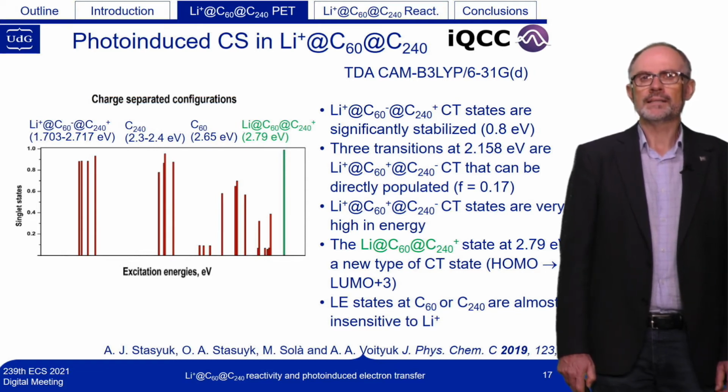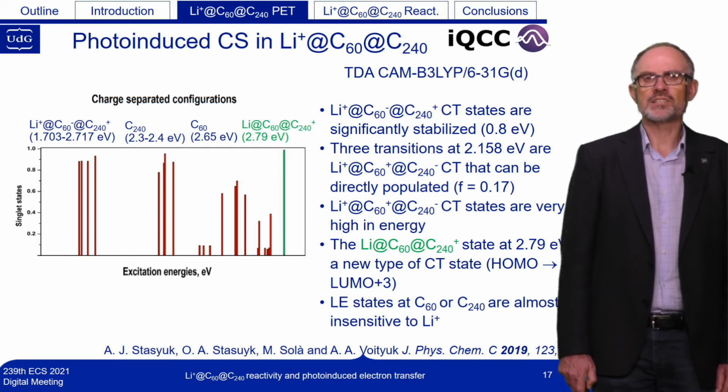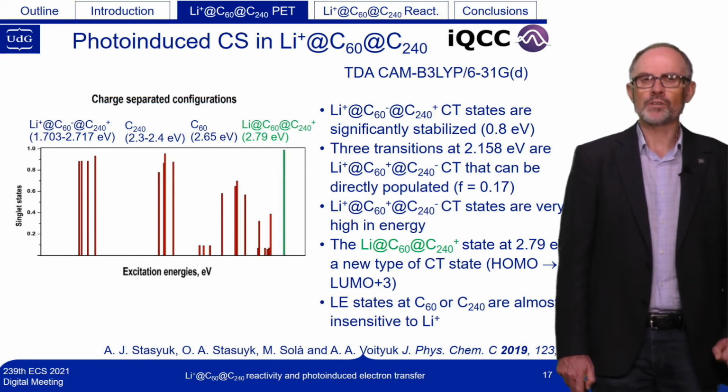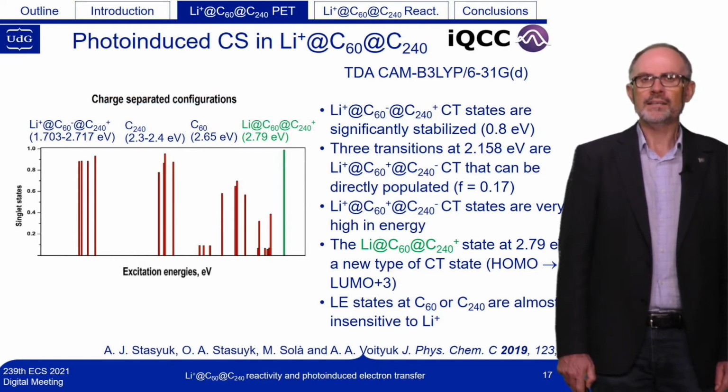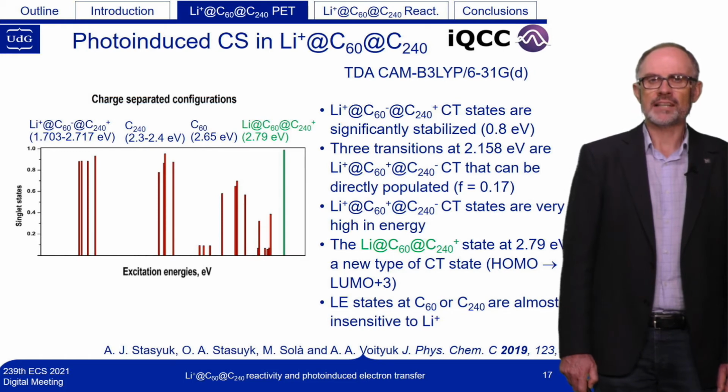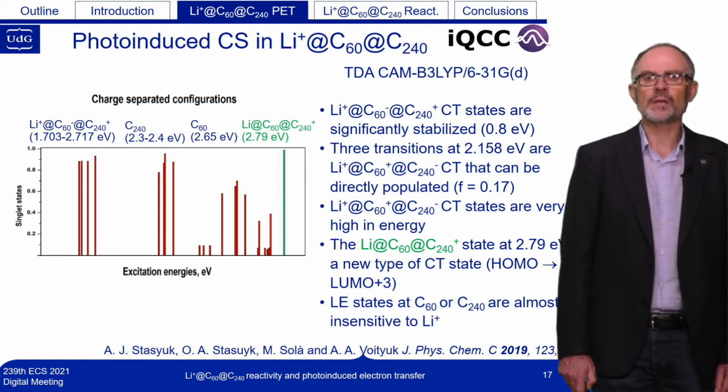Of course, the lithium plus, C60 plus, C240 minus charge transfer states lie now very high in energy because of the repulsion between the lithium cation and the positively charged C60. On the other hand, the local excited states at C60 or C240 are almost insensitive to the encapsulated lithium plus.